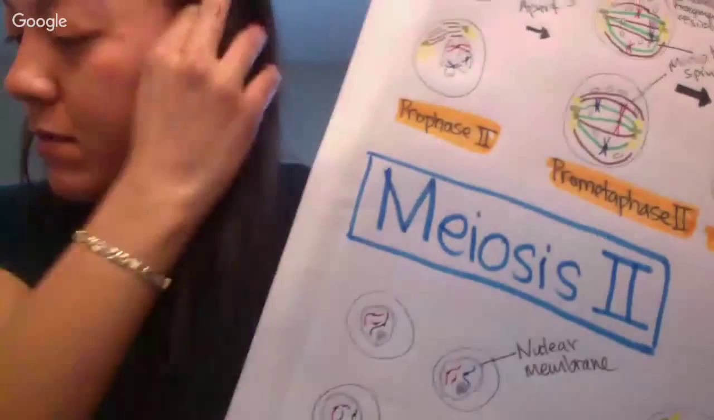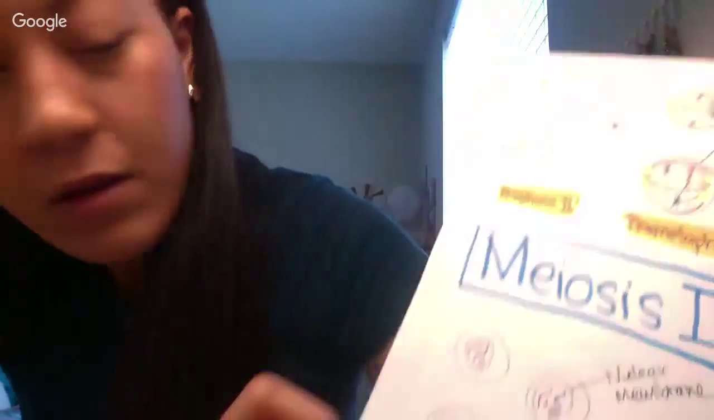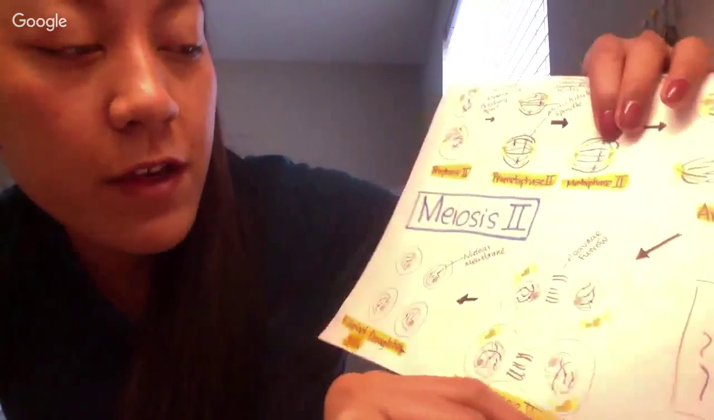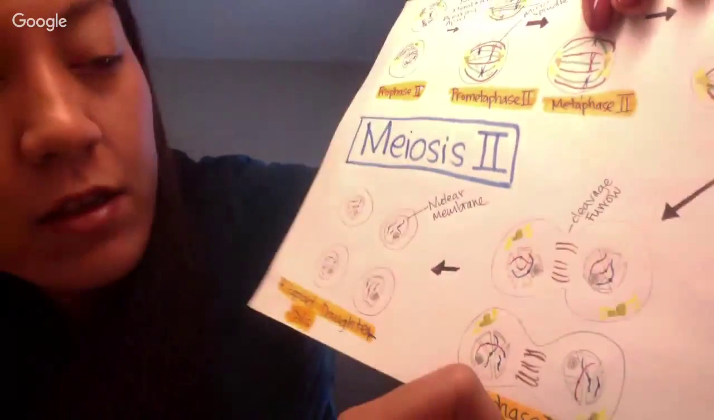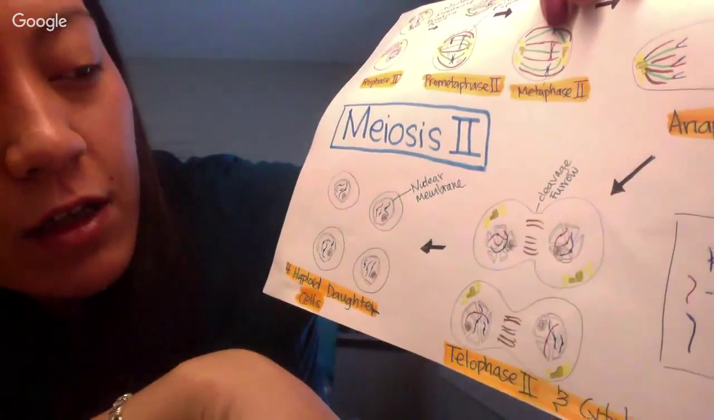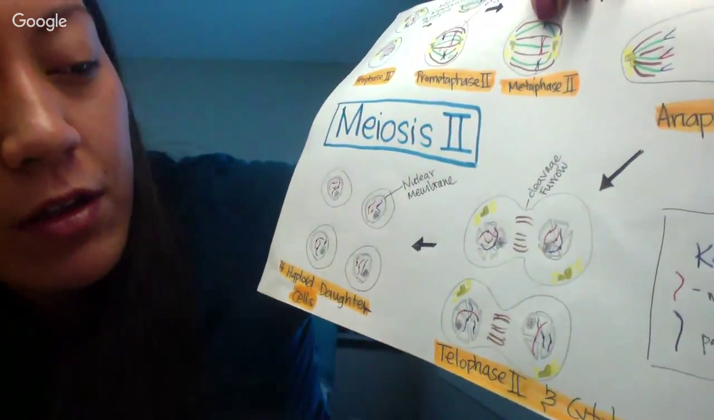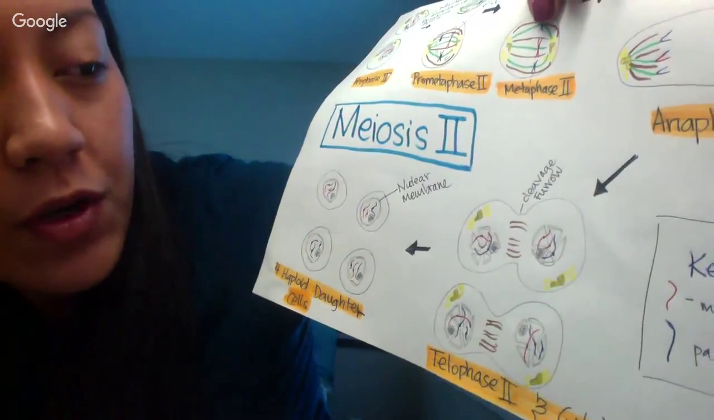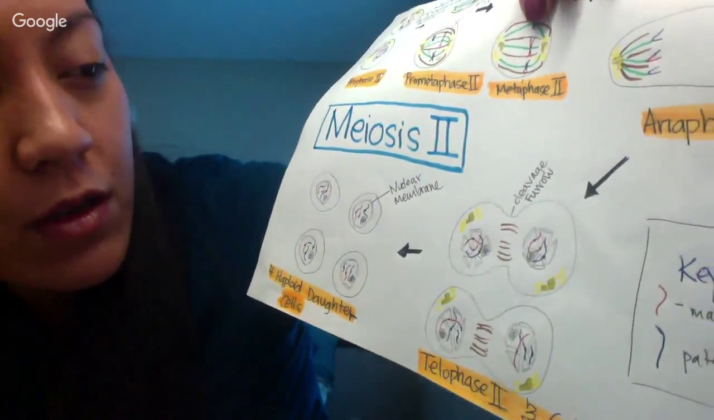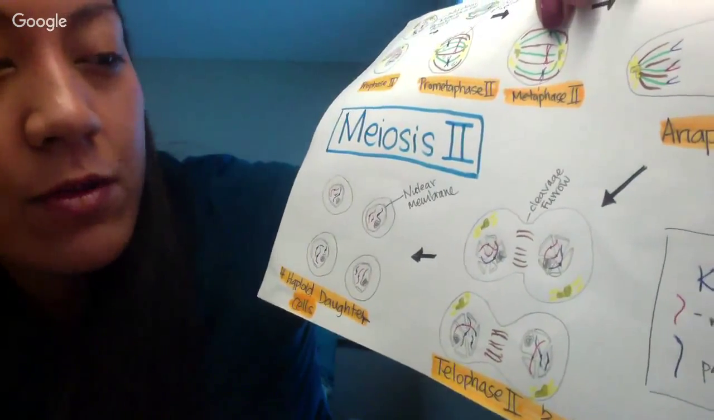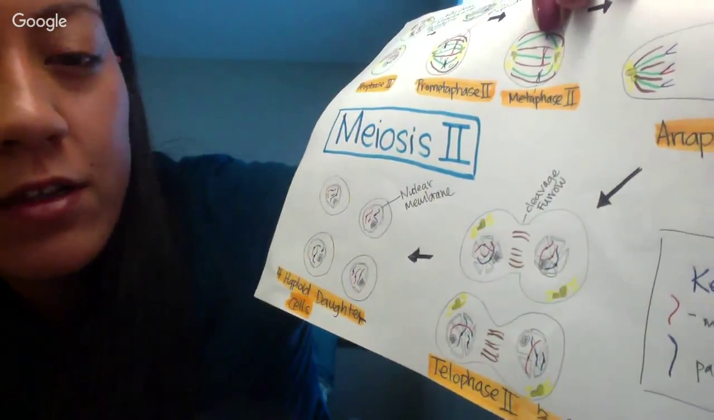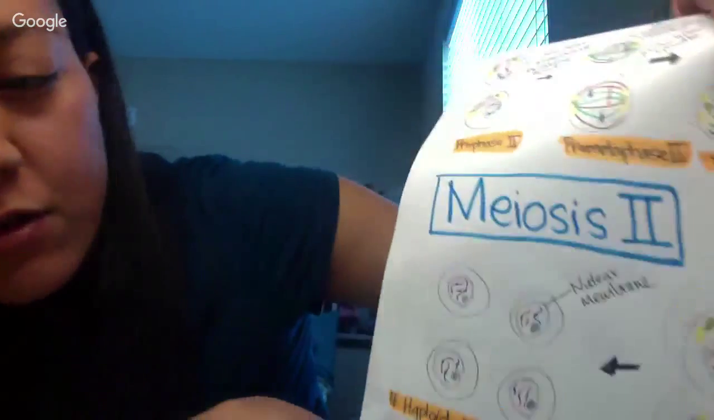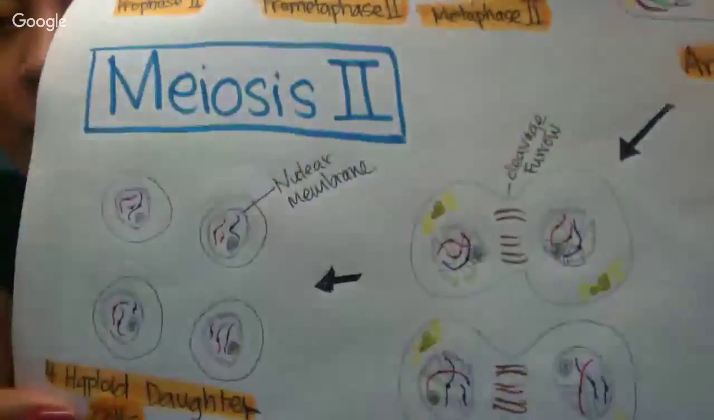And let's see. Go on to telophase. And then in telophase, this is again where it begins to create the new daughter cells. So it's separating this time into 4 daughter cells with half the chromosomes that it had started off with before. And then you have 4 haploid daughter cells.